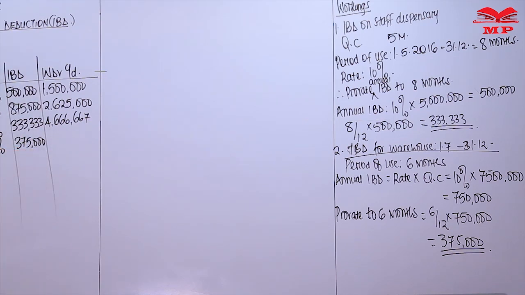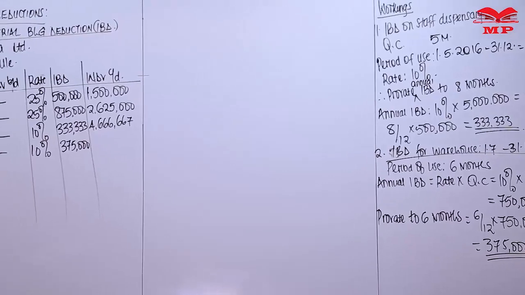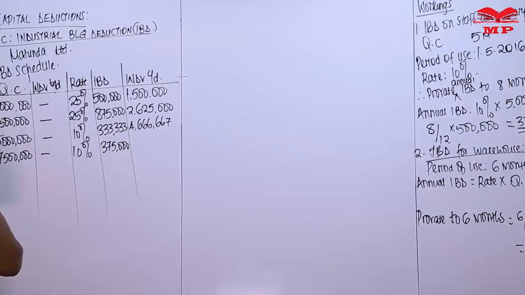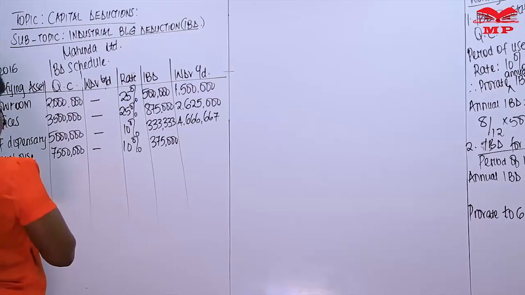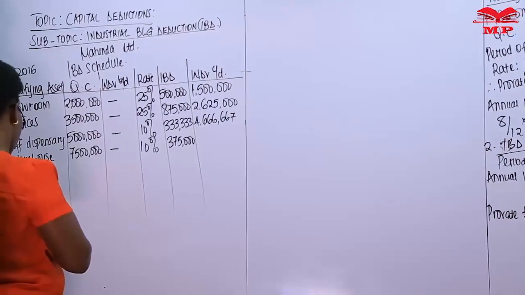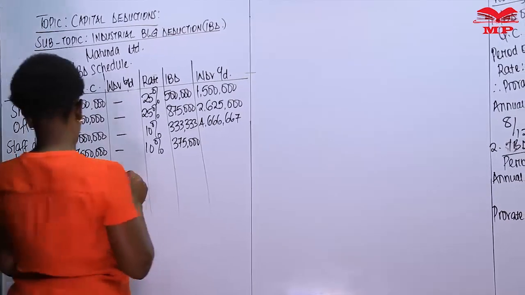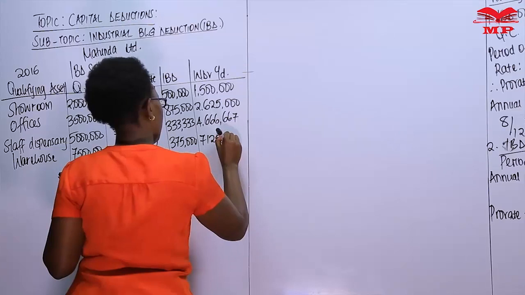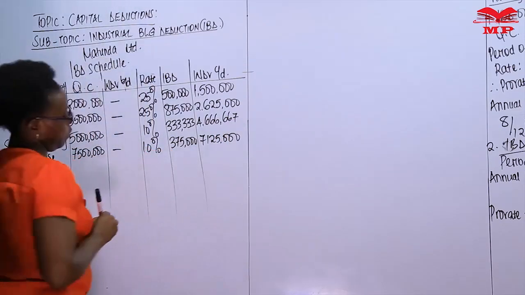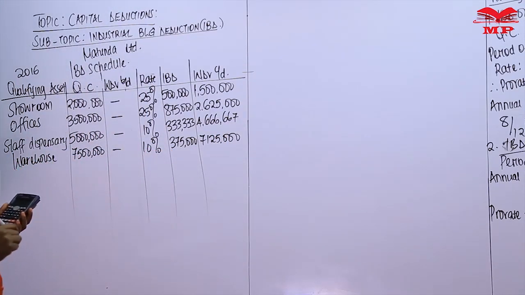So the remaining amount is 7.5 million minus 375,000, that is 7,125,000. All right, we are done with 2016.